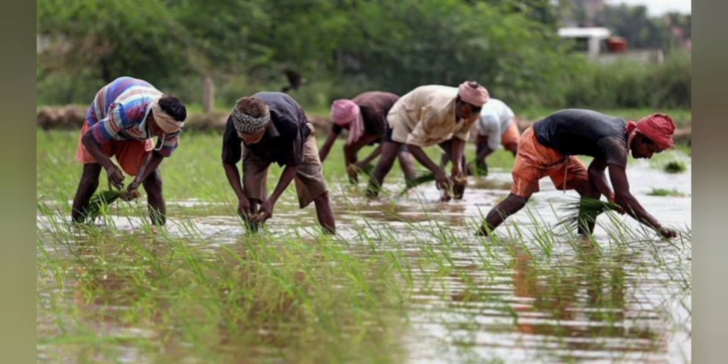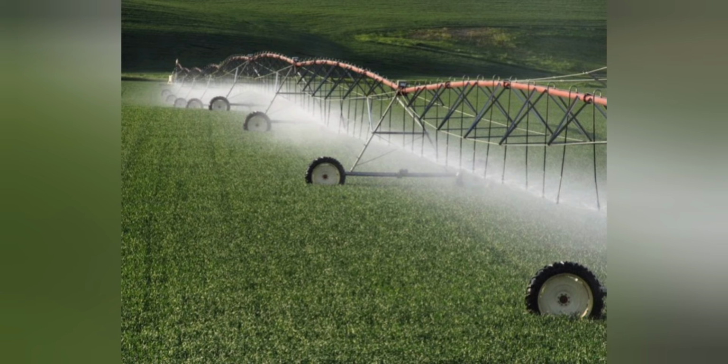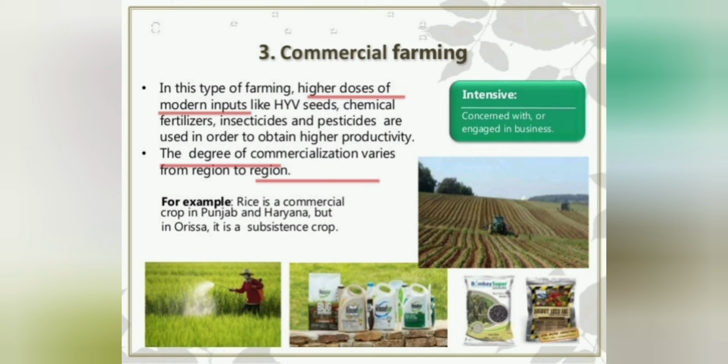It is labor intensive farming, which means labor is required in higher amounts, where high doses of biochemical inputs and irrigation are used for obtaining higher production. Commercial crops are grown for money. Commercial farming includes high doses of modern inputs like HYVs, which means high yielding varieties.